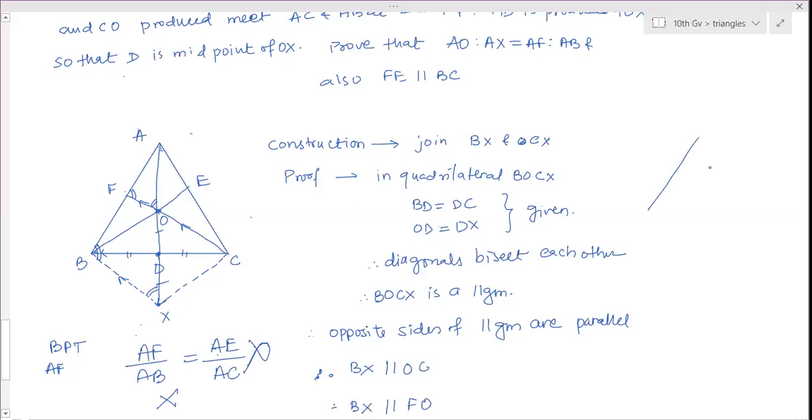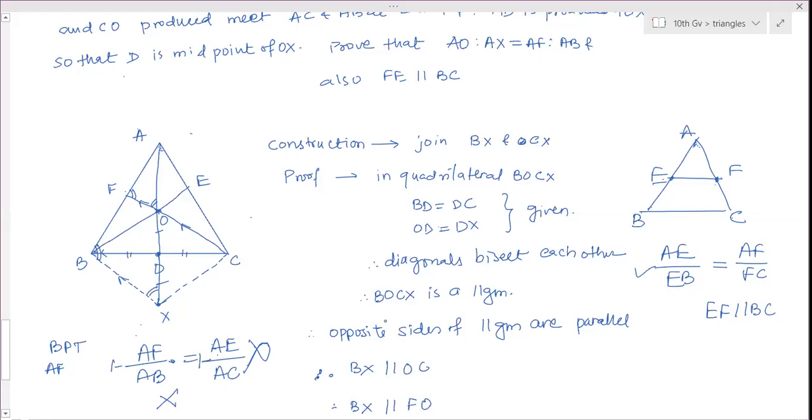For converse BPT, you need AF by FB. F divides AB in the ratio AF and FB. This is E, sorry. Then E is dividing AC in AE by EC parts, not AC. So AF by FB equals AE by EC. If these ratios are equal, then only you can say EF parallel to BC. By the ratio AF by AB, you cannot directly tell FE parallel to BC using the converse. You have to subtract 1 to prove this part again. Converse BPT is only used for this ratio, not for this whole ratio.